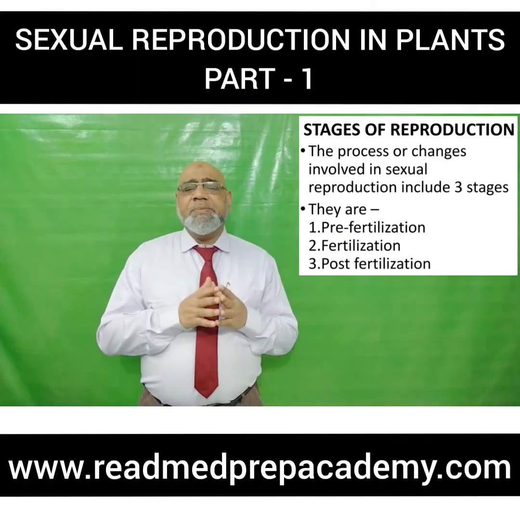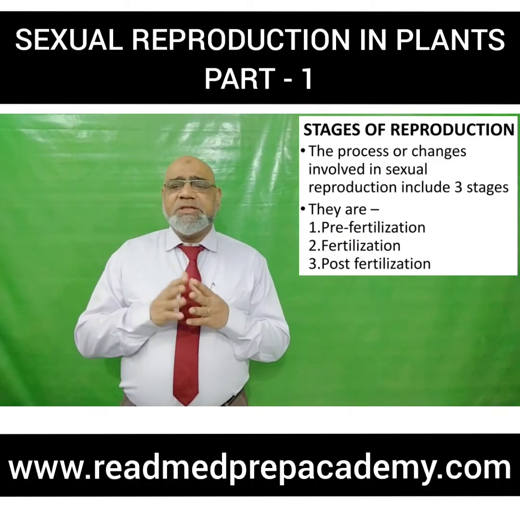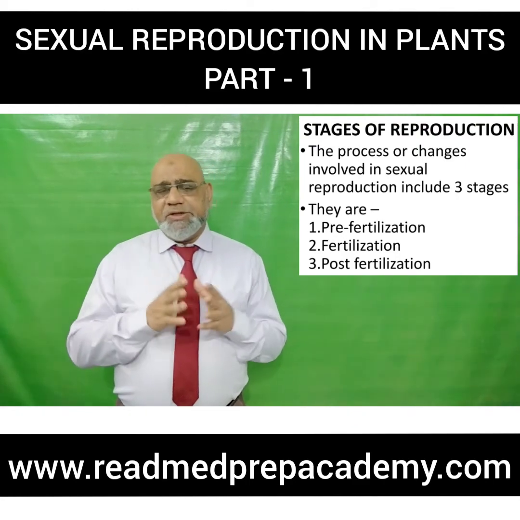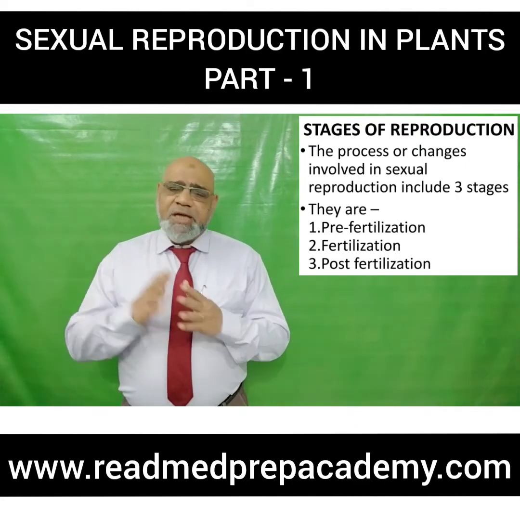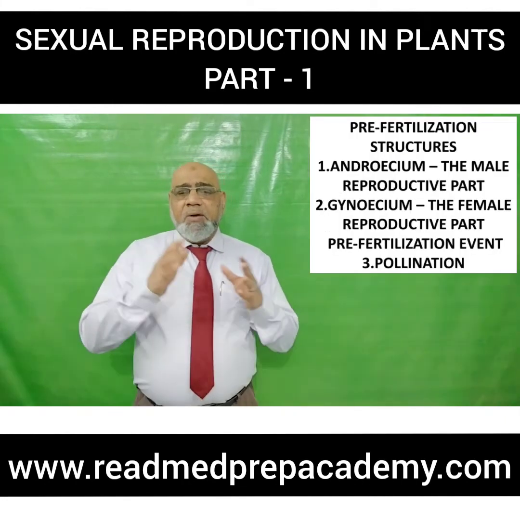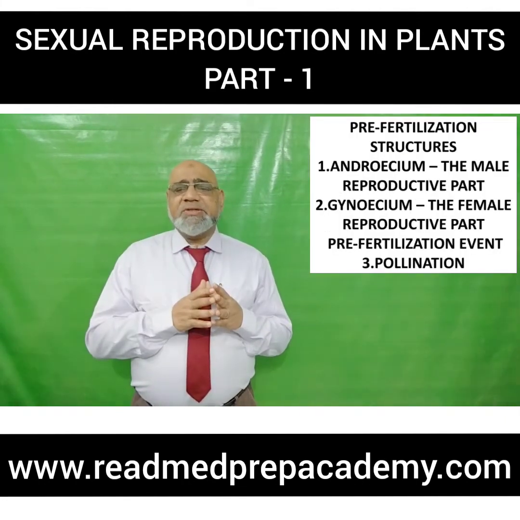What are the stages of reproduction? The process of changes involved in sexual reproduction includes 3 stages: the pre-fertilization stage, fertilization stage and post-fertilization stage. Now, what are the pre-fertilization structures?